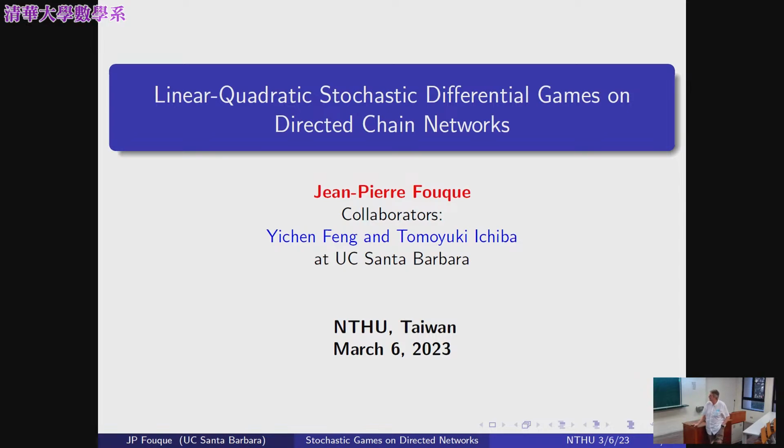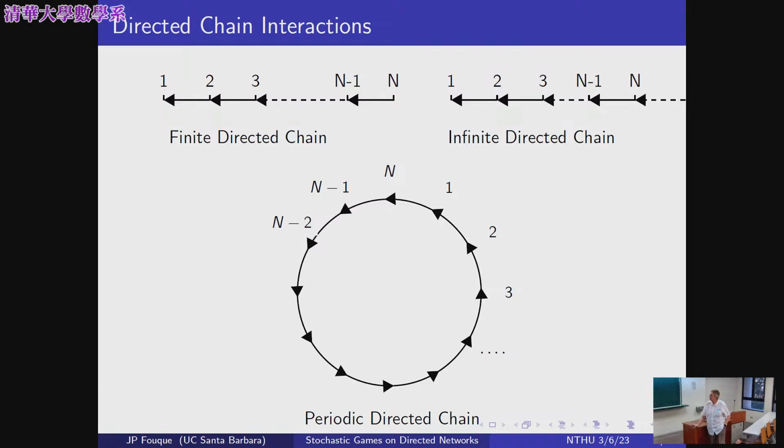So what I want to discuss here is first the directed chain. Think about this: for us, it can be a particle, but later on it will be an agent. We'll be talking about games, so it's more like an agent than an individual. In the directed chain, this arrow means that agent 2 is affecting agent 1. So there is a directed link. This one affects this one, number 3 affects number 2, number n affects number n minus 1. So this will be a finite directed chain. Of course, we need some boundary condition, which I will specify.